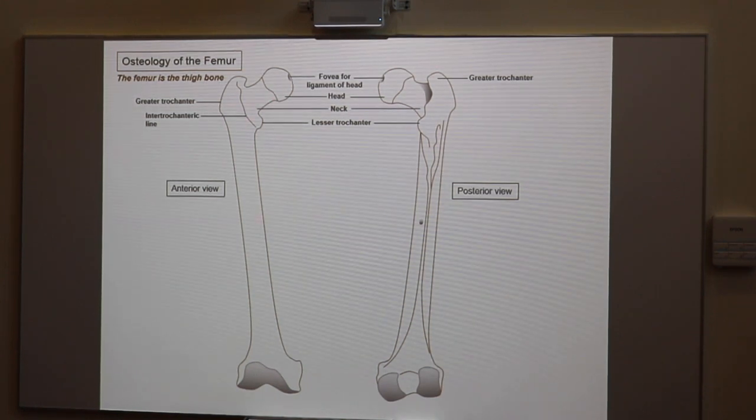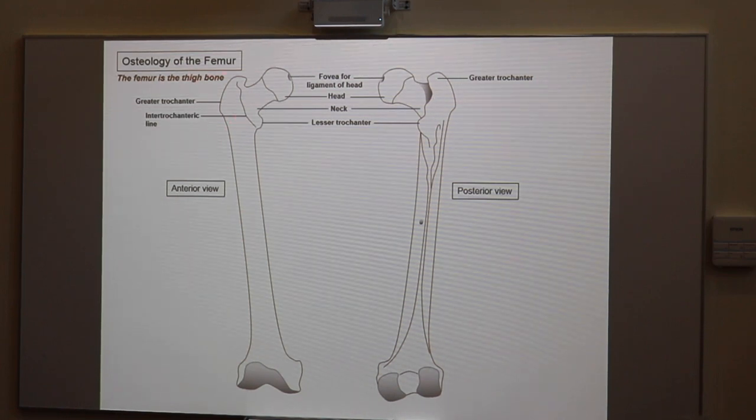This is the anterior aspect of the femur. This is the posterior aspect of the femur. So you can see the greater trochanter here. And then similar to the lesser tubercle, you have the lesser trochanter of the femur at a lower part of the neck of the femur. So this is the lesser trochanter, this is the greater trochanter.